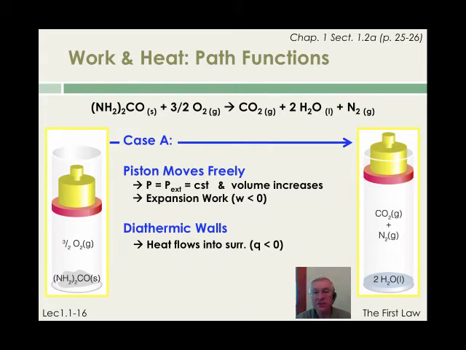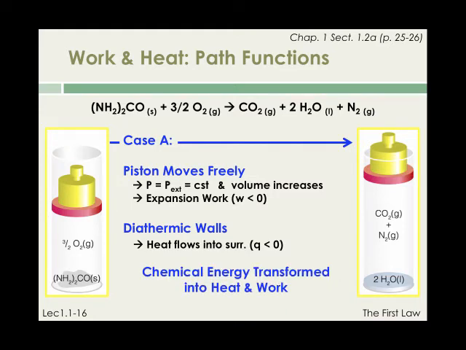The temperature of the system remains constant because the heat of reaction is dissipated in a very large water bath. From these observations, we conclude that the decrease in chemical energy of the system is associated with the production of work and the release of heat by the system. The chemical reaction takes place under isobaric and isothermal conditions.